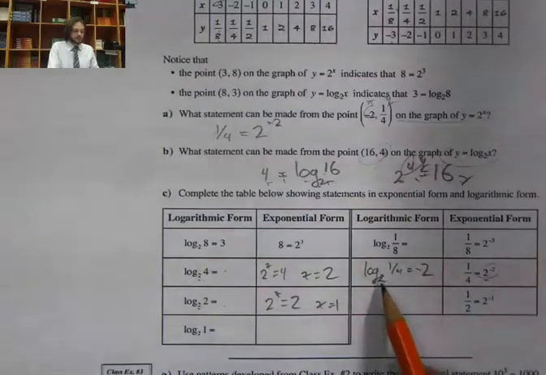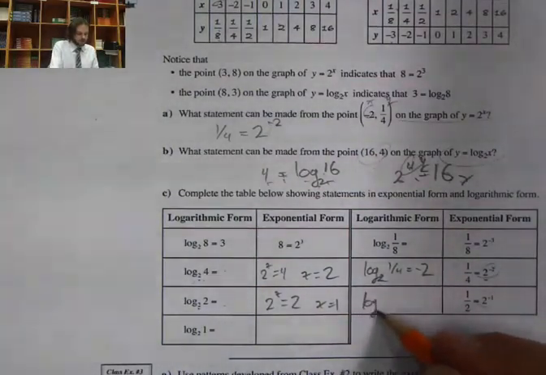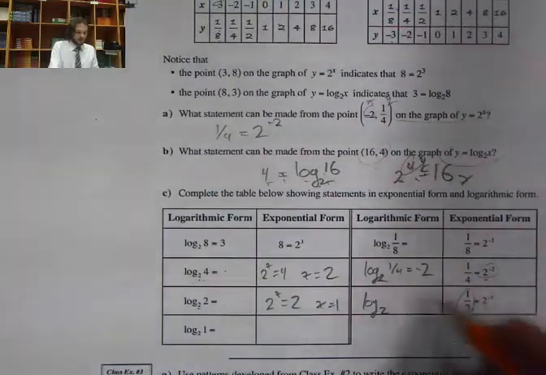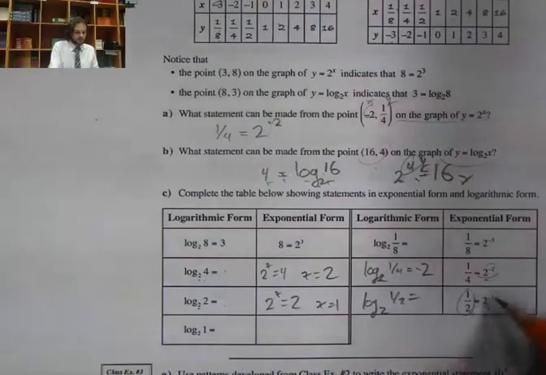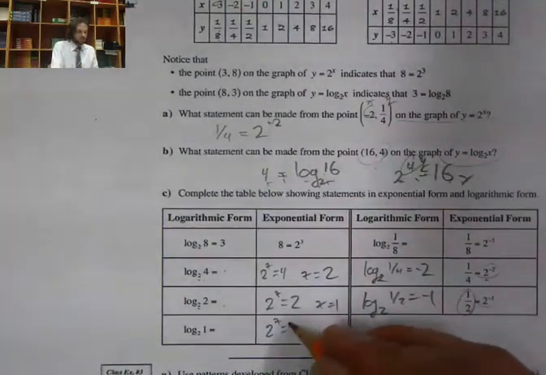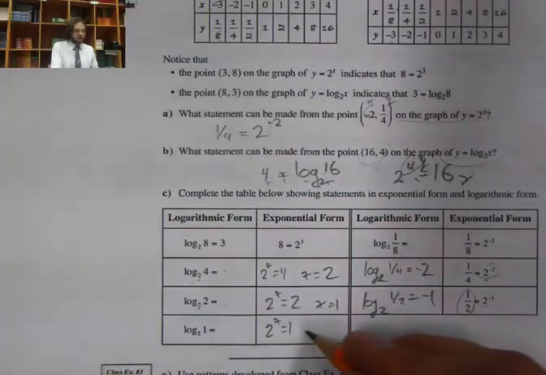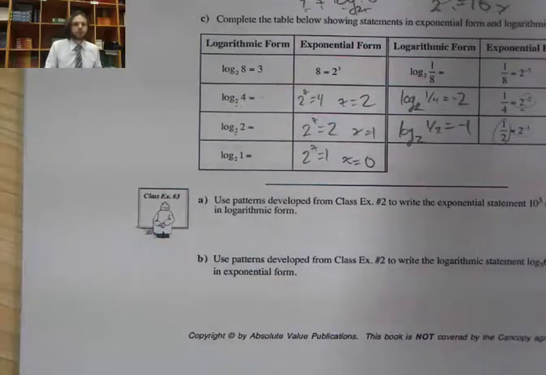This next one here, we're in base 2, so that's log base 2 of 1 over 2. 2 to the power of something is equal to 1 over 2, and that something is negative 1. Last one here, we have 2 to the power of x is equal to 1. Well, that's an identity, so we get x is equal to 0. Remember? Now, let's take a look at number 3.